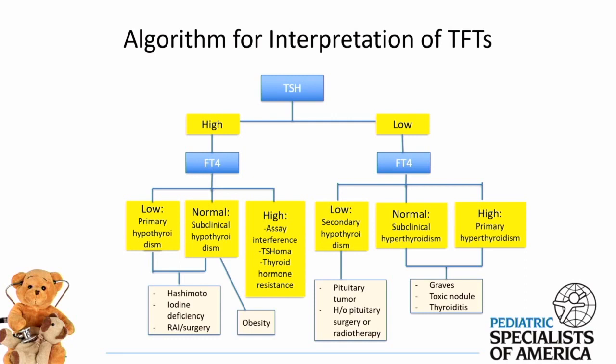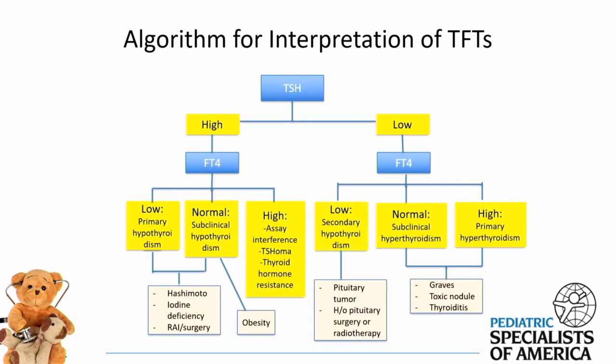When you have high TSH and high free T4, as I mentioned before, I usually think that there is a problem with the assay for free T4, which is not so good. If you have high TSH and you have low free T4, then the first thing you think is secondary hypothyroidism: pituitary tumor, craniopharyngioma in children, history of pituitary surgery or radiotherapy. This condition is not so common as a primary condition. Often they have other pituitary deficiencies.